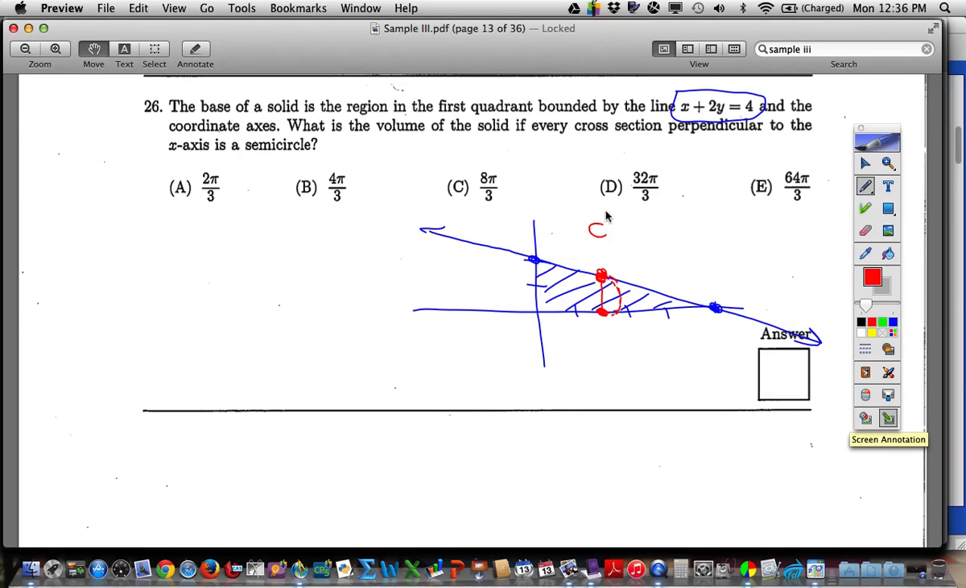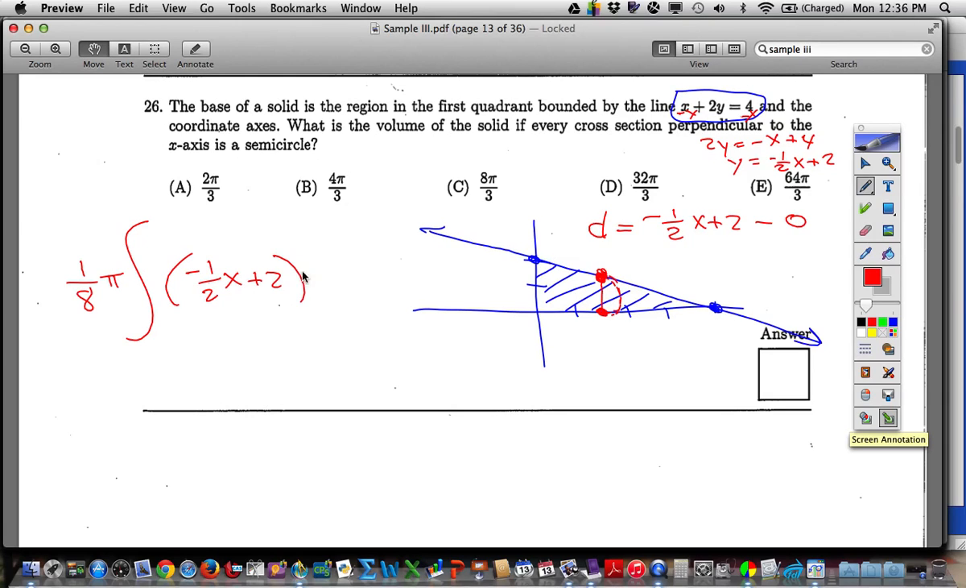So when we write our strip, it's going to be the top y value, which is the line. Oh, we had to solve for y anyway. So we take away x, so we get 2y equals negative x plus 4. We divide by 2, we get negative 1/2 x plus 2. So it's going to be the top y value, which is the line, negative 1/2 x plus 2, minus the bottom y value, which is 0. And so there's our diameter of our semicircle. So it's going to be 1/8 pi times our diameter squared dx, and our strips go from 0 to 4.